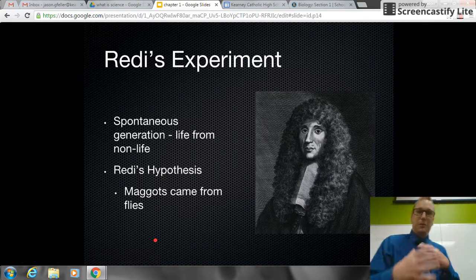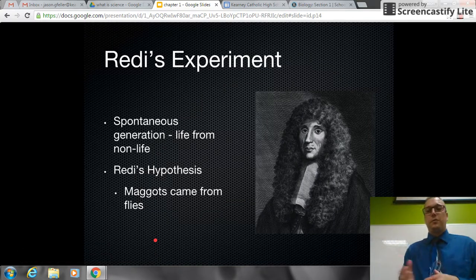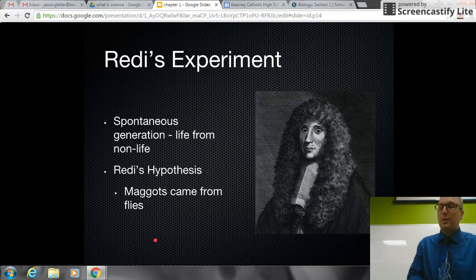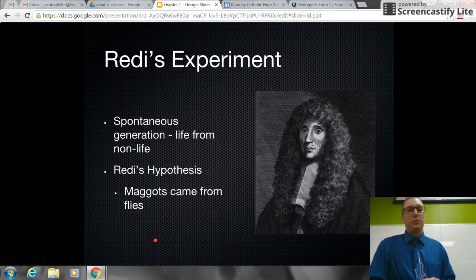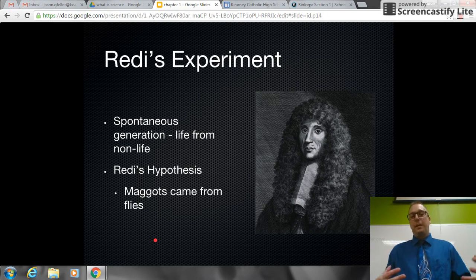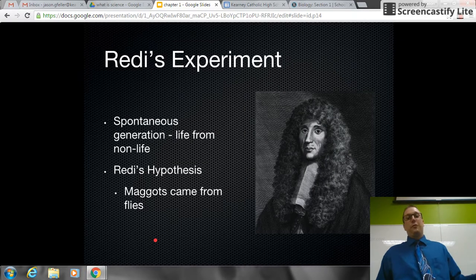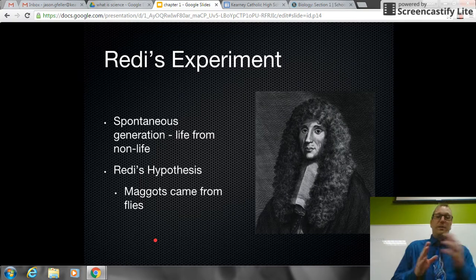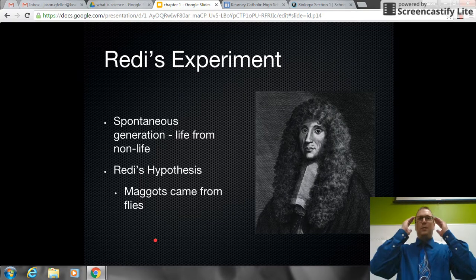Some beginnings of the scientific method. Some people that kind of started these controlled experiments to prove or disprove things. One of them was Redi. Okay? In the time that Redi lived, one of the common misconceptions was the idea of spontaneous generation. Life came from non-life. Okay? So if I want some maggots, I put some meat on my table. After a few days, maggots form. Okay? If I want some mice, I put some old clothes in a bucket in the corner, and eventually I get mice. Okay? Redi, on the other hand, thought, hey, I don't think that's how this works.